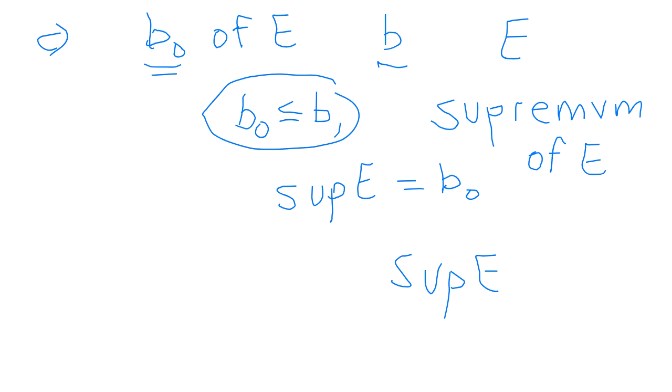Write fast enough. If there exists a lower bound B naught of E, such that whenever B is any upper bound, Lord of mercy, reading the wrong one. Such that whenever B is any lower bound, sorry. Such that whenever B is any lower bound for E, we have B naught greater than or equal to B.